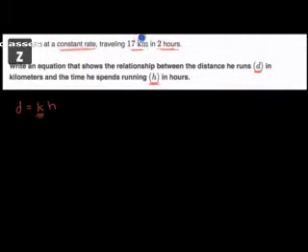They tell us right over here that when our distance is 17 kilometers, that's a situation where he has been running for 2 hours. So that is going to be equal to k times 2 hours. So what is k going to be?